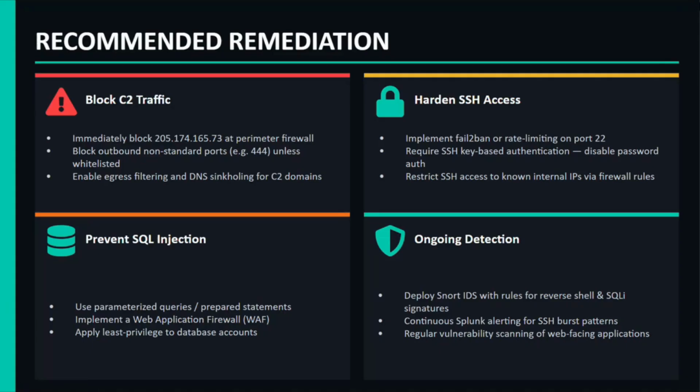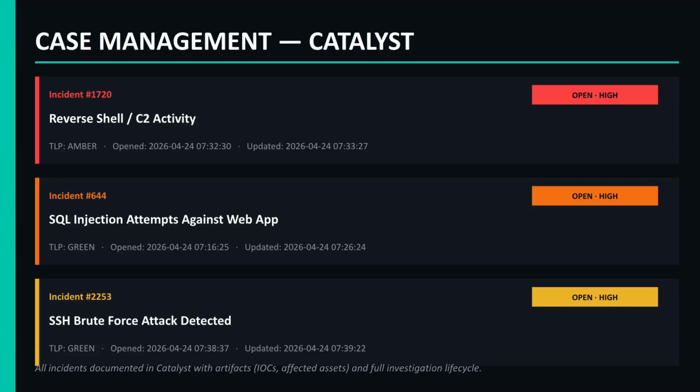For the SSH brute force activity, we will harden SSH access by using tools such as Fail2ban or rate limiting on port 22. But this will require SSH key-based authentication. Disable password authentication, as well as restrict SSH access.